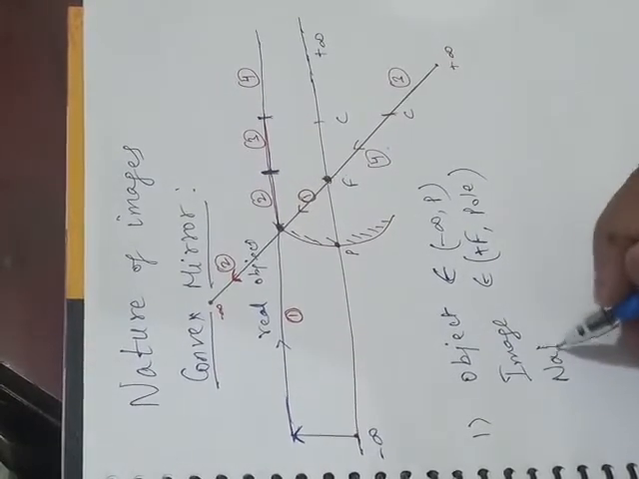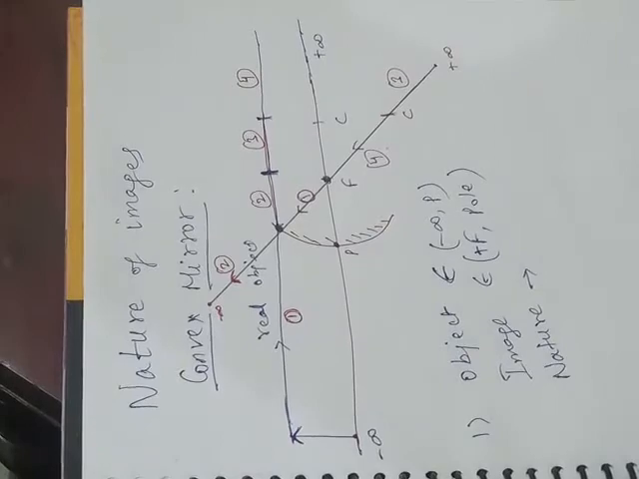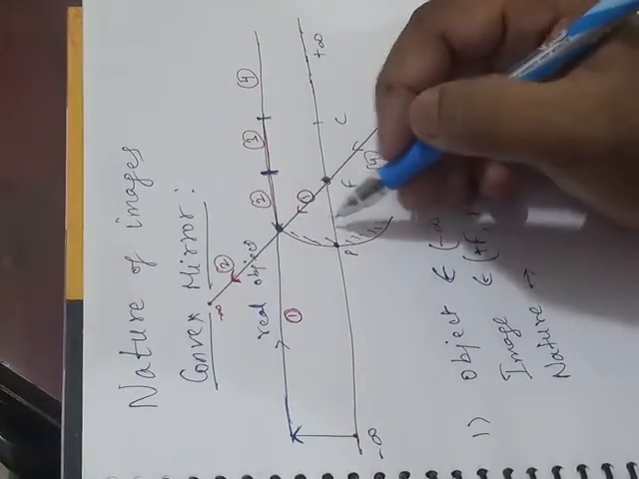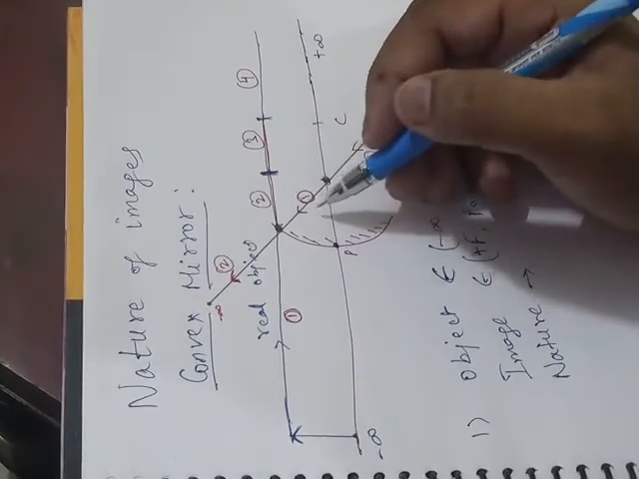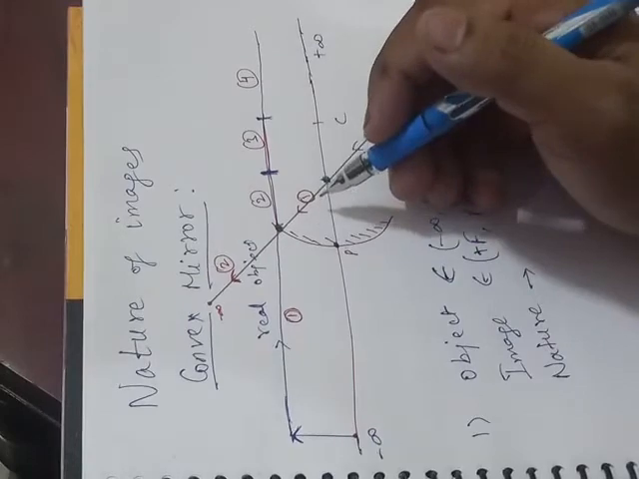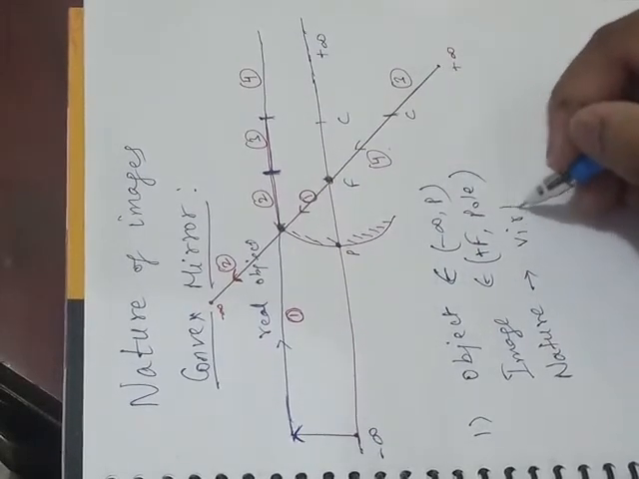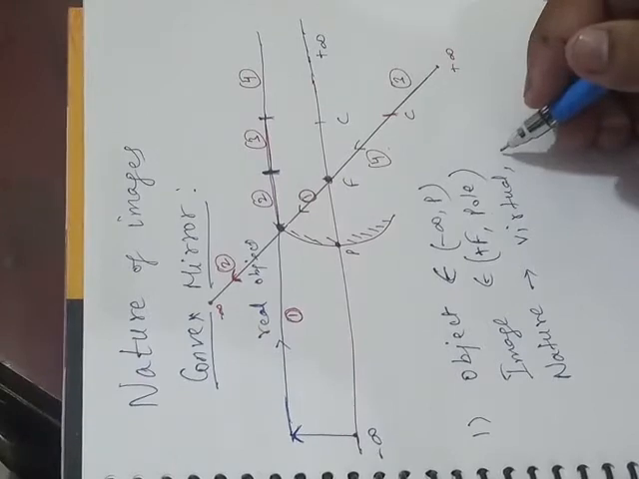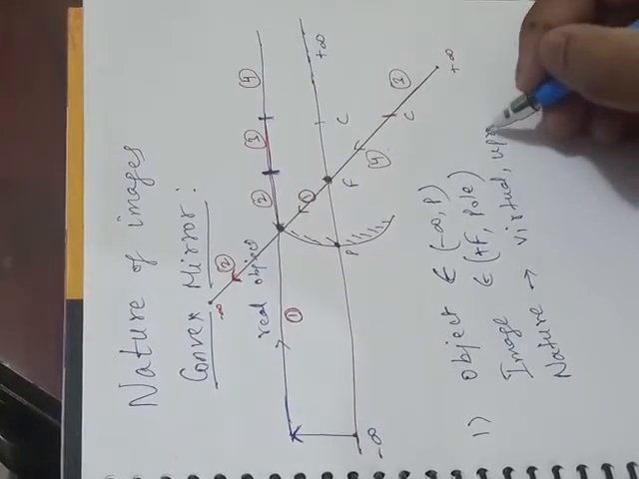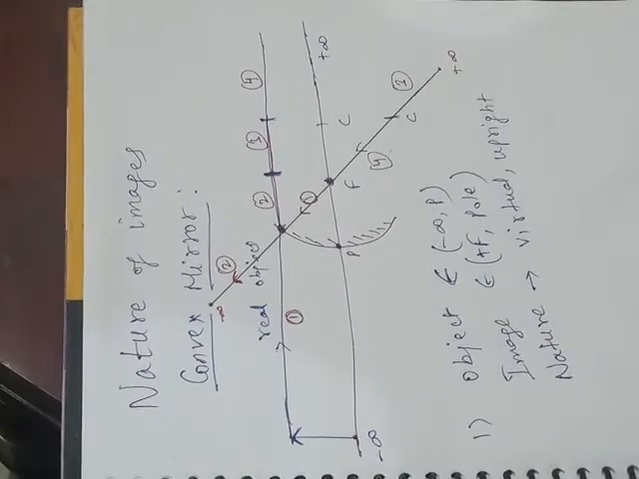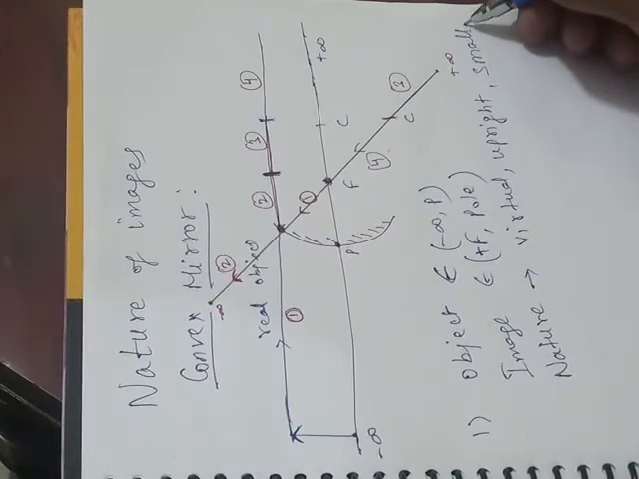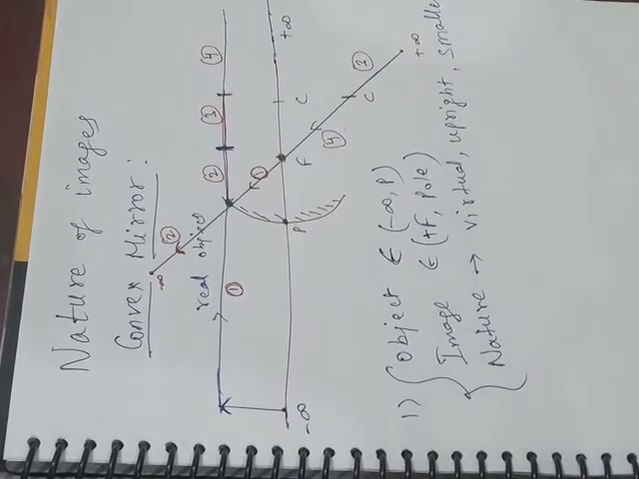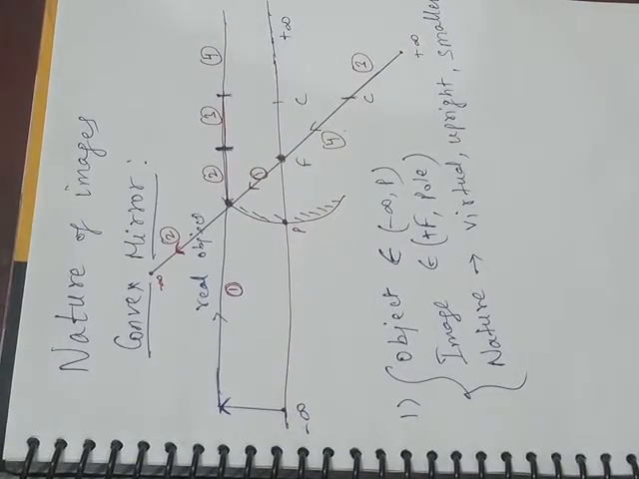And the nature, if you want, tell the nature. See the diagram and tell every part of this diagram. The arrow mark will come on the upside only, so it will be upright. On the other side of the mirror, so it is virtual. Real or virtual, it is virtual. Upright or inverted, upright, and then smaller or larger, you can see the height is less only, so it is smaller. So this is our region. And if you remember, this is the only case for convex mirror which we studied in class 10th.